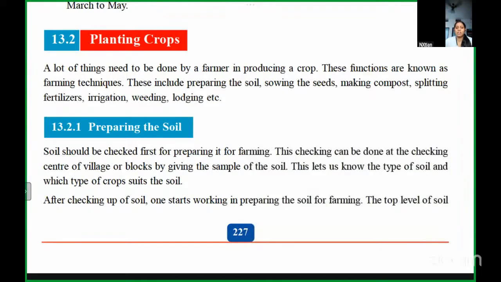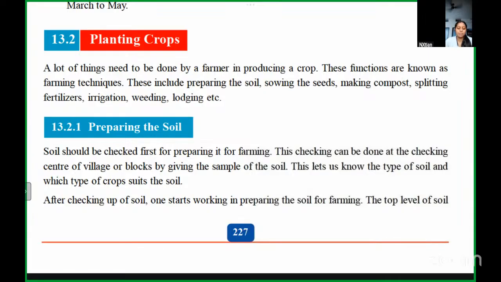Now, we also saw yesterday what the different types of crops are. How are they classified? According to their type and according to seasons, into summer crops, winter crops, and rainy season crops, monsoon crops. So we saw classification, we saw some examples. Today we will talk about planting of the crops.